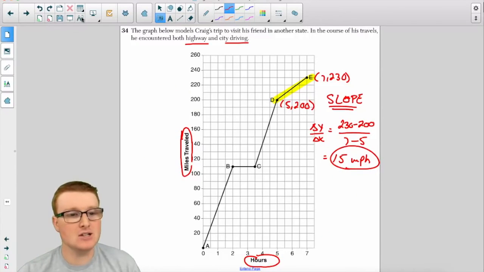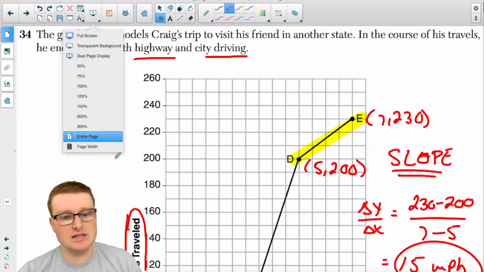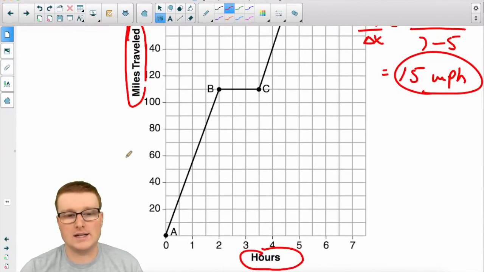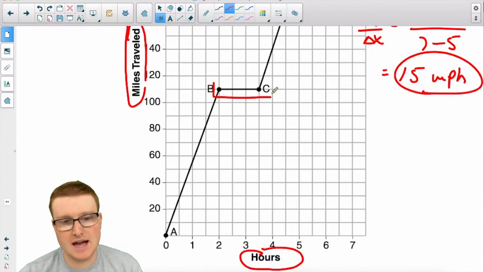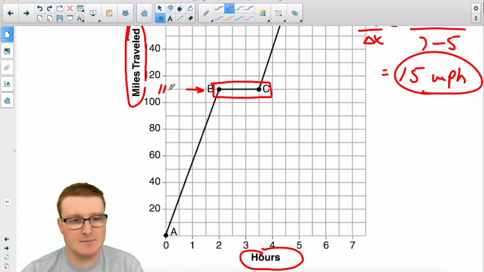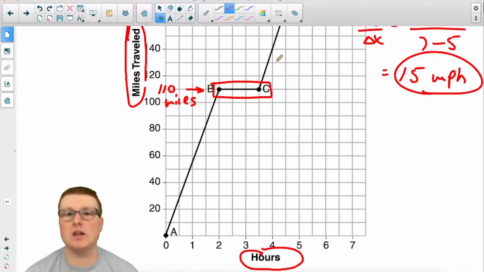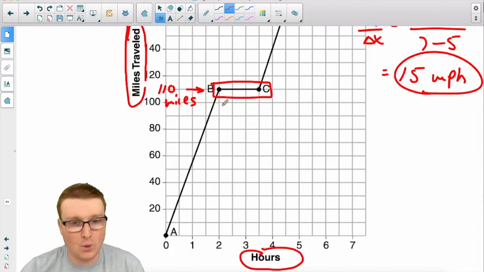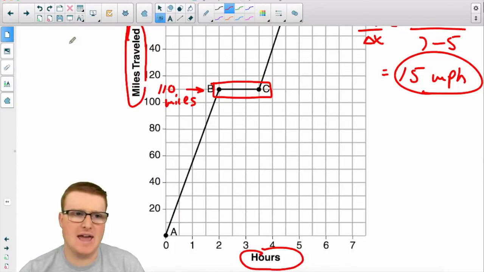Okay. So, from B to C, you just need to understand what this is telling you. Notice how the line does not go up. It's actually level. So, Craig drives from 0 miles, and he drives exactly 110 miles. Then all of a sudden, he doesn't go anywhere. That's the key that you needed to get this question right. He doesn't go anywhere. He stopped at the position for an hour and a half. So he stopped somewhere for an hour and a half.